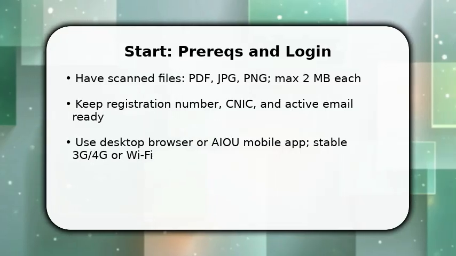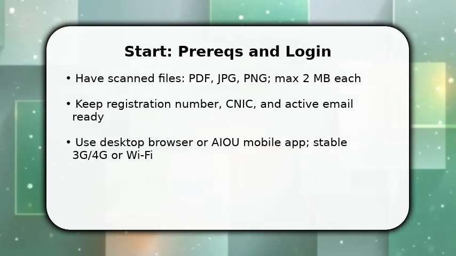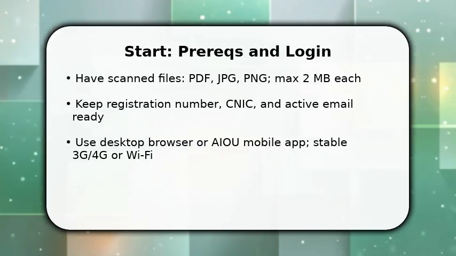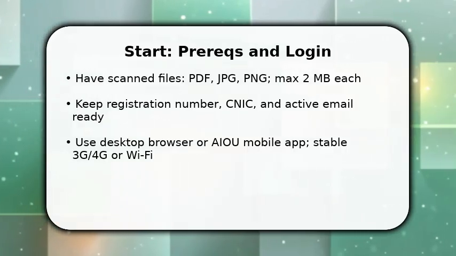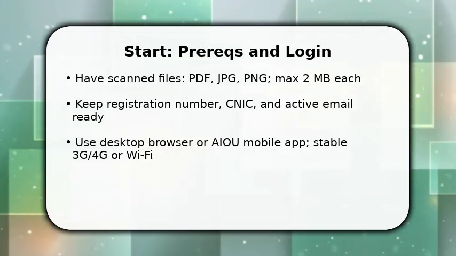You begin by confirming prerequisites so uploads don't fail. You should have scanned documents saved as PDF, JPG, or PNG, and each file under 2 MB. Once done, open the Aiou portal or mobile app and sign in with your registration number and password.